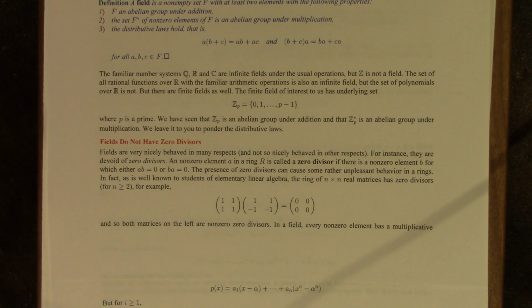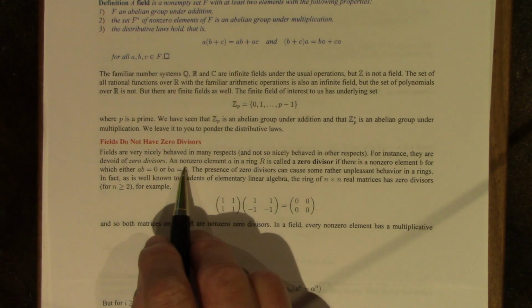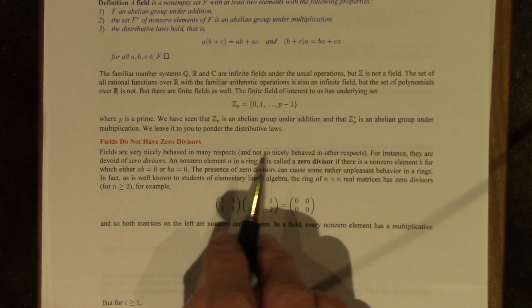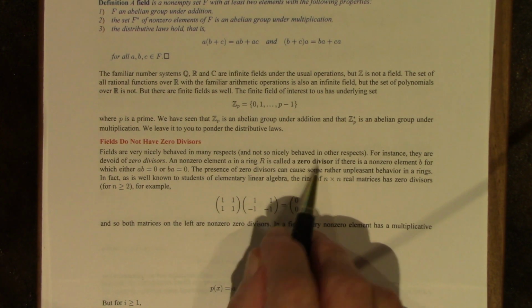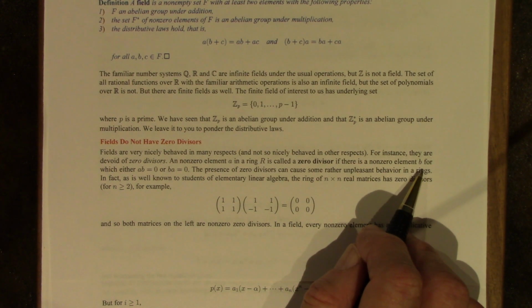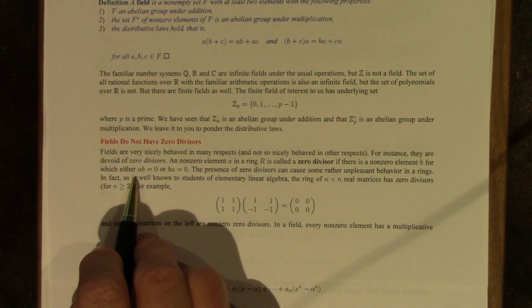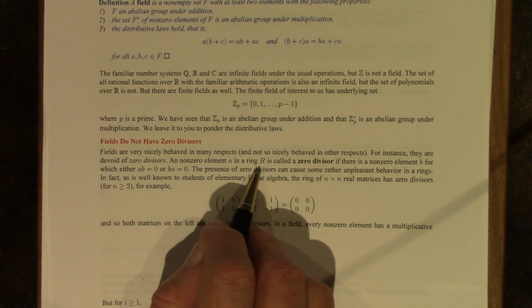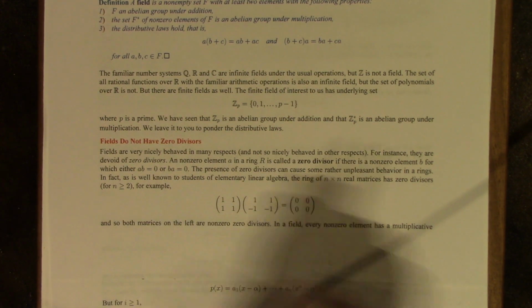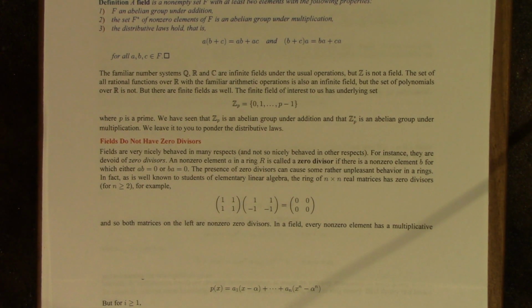One of the nice features of fields is that they do not contain 0 divisors. A non-zero element A in a ring R is called a 0 divisor if there's a non-zero element B in the ring for which either AB equals 0 or BA equals 0. You wouldn't need both of these if the ring was commutative, but we don't know that, so either one of these is sufficient.